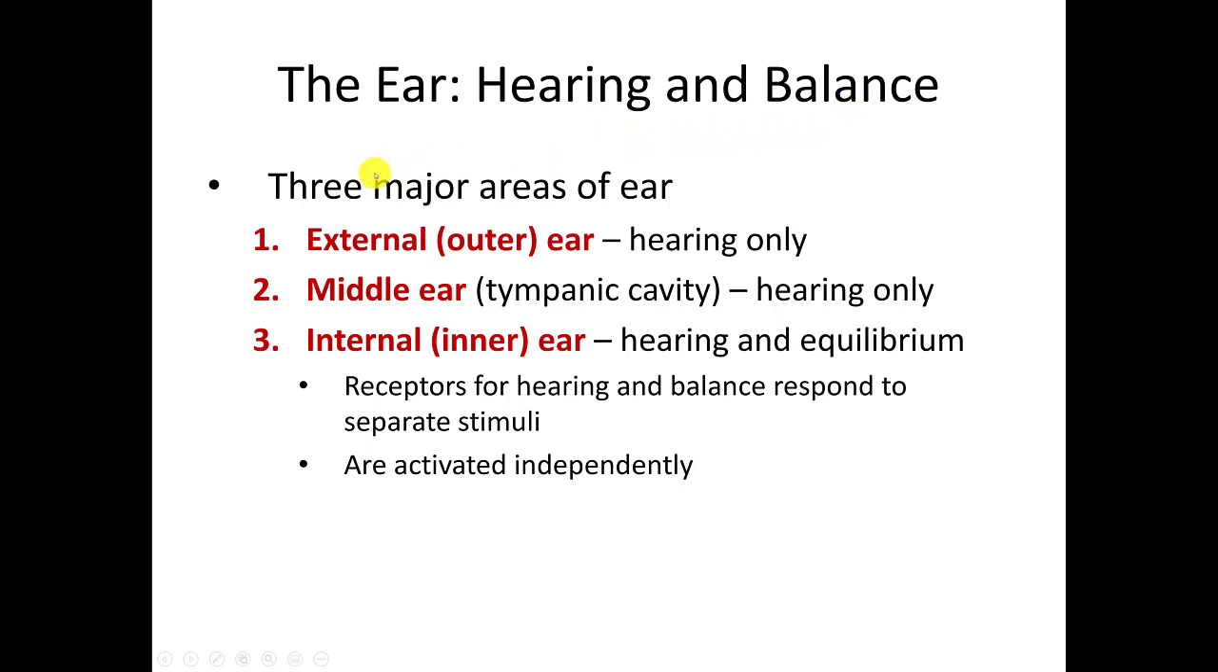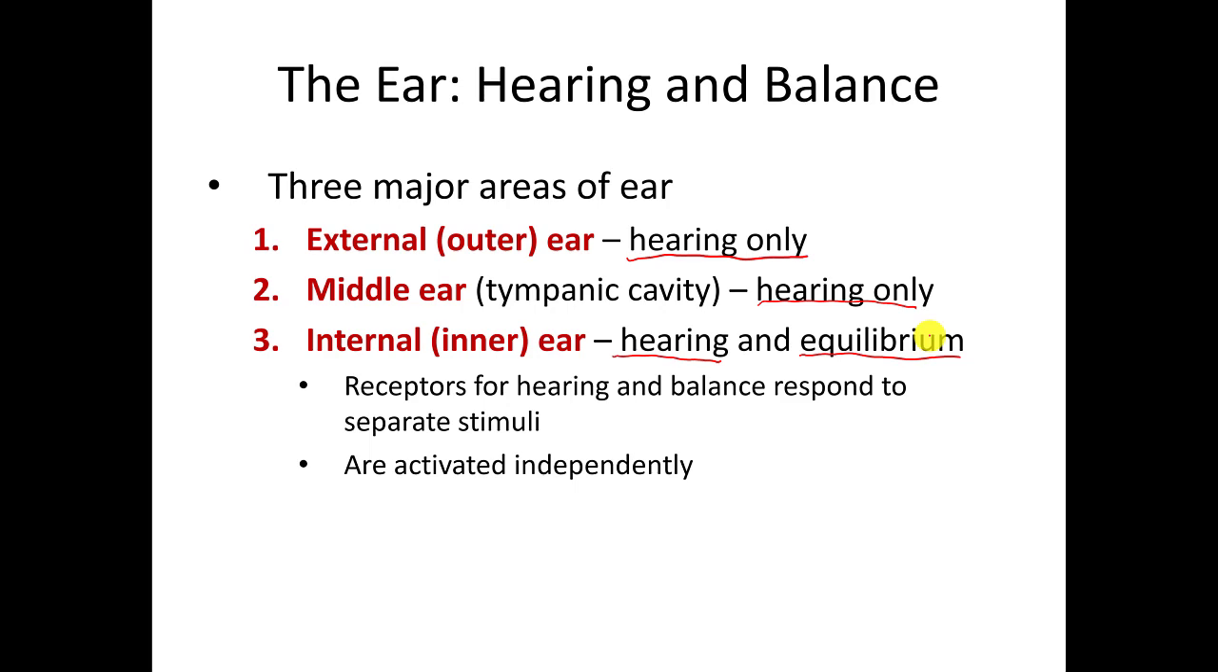So before we really get into the different structures of the ear, let's talk a little bit about how we divide the ear up into three major areas. One area is the external ear. This is only involved in hearing. We also have the middle ear, and the middle ear is also only involved in hearing. And then deep in the ear, embedded within the bone, is the internal ear. This one is involved in hearing, but this is also where we find those structures involved in equilibrium or balance.